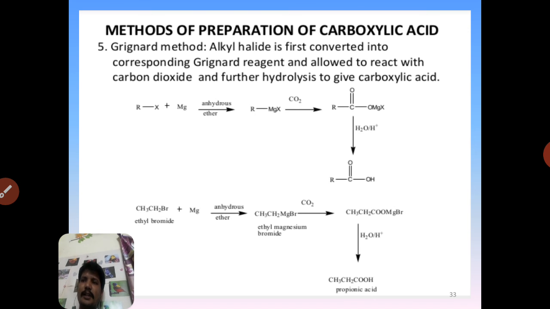This Grignard reagent is further reacted with carbon dioxide to give the magnesium complex. This magnesium complex on hydrolysis gives propanoic acid. So from the alkyl group, one carbon atom increases in the carboxylic acid if you compare with the Grignard reagent.